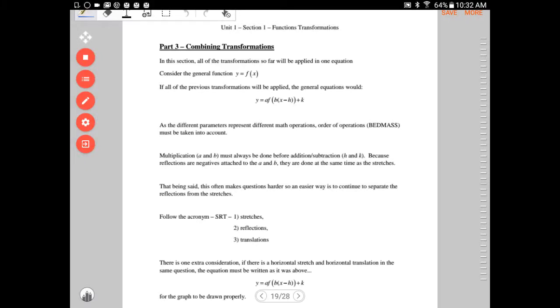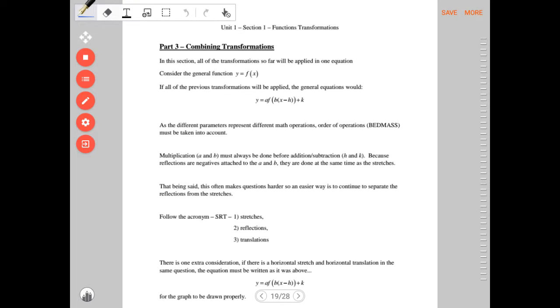Hi everyone, Part 3, Combining Transformations. In this section, all of the transformations so far will be applied into one equation. Consider the general function y equals f of x. If all of the previous transformations are applied, then the general equation would be y equals a f(b(x minus h)) plus k. So there's all the transformations.